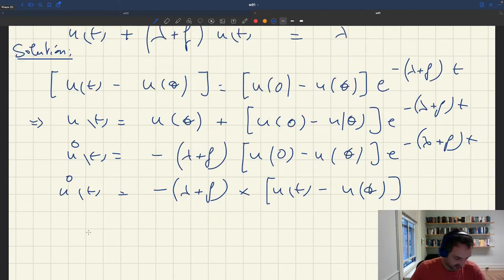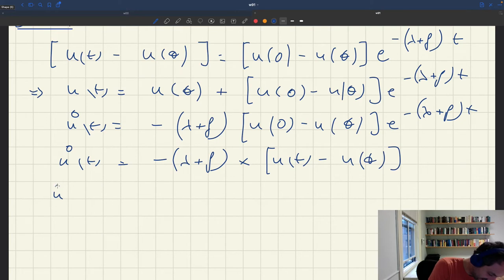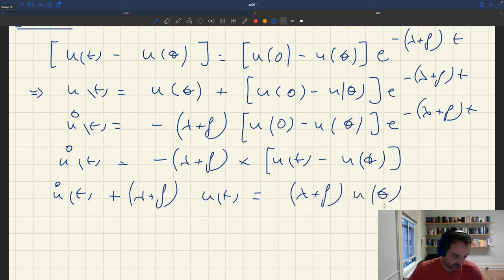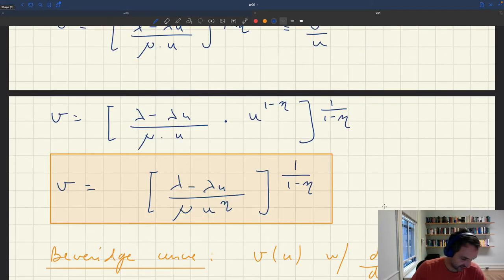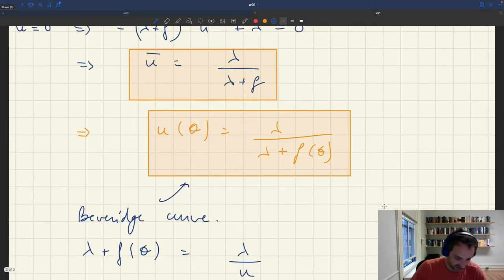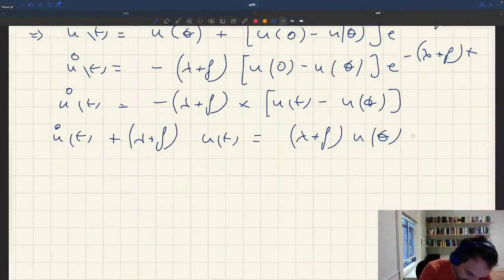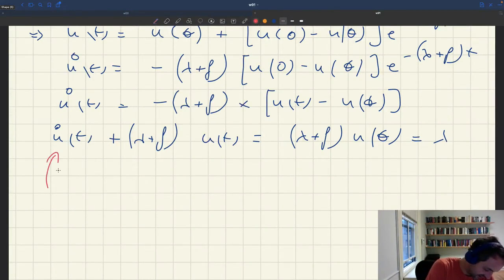u dot of t, so I can rewrite it as u dot of t plus (lambda plus f) u of t is equal to (lambda plus f) u of theta. But given that u of theta is given up there, we can see u of theta is lambda divided by lambda plus f. So (lambda plus f) times u of theta is just equal to lambda.